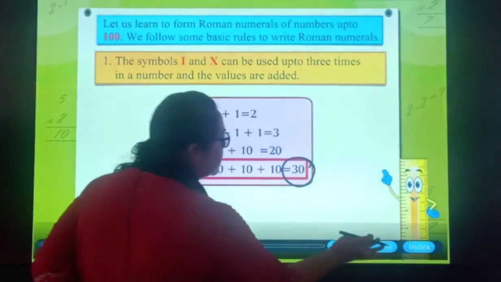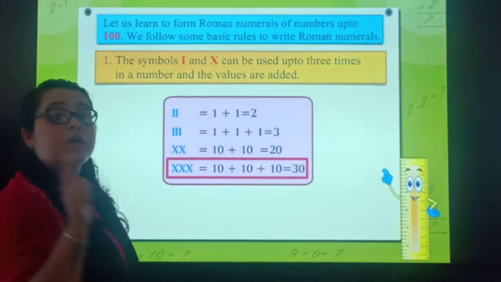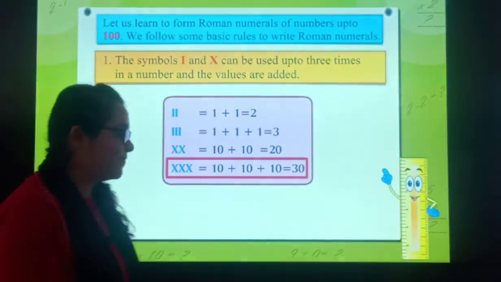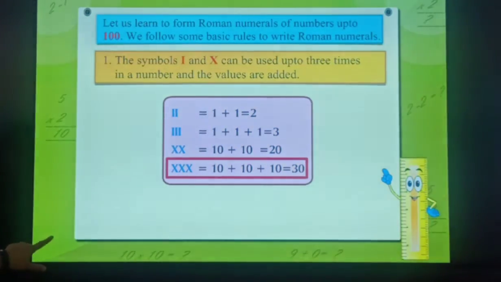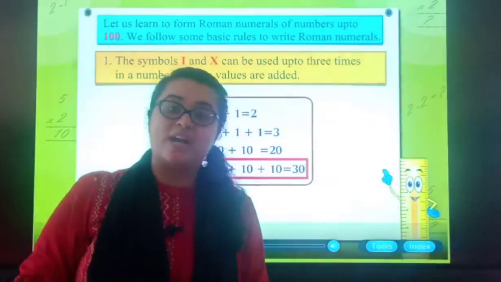Understood? In this you have to remember that we can only use one symbol maximum 3 times. Okay? This is your first rule. These rules are also given in your textbook, page number 21.